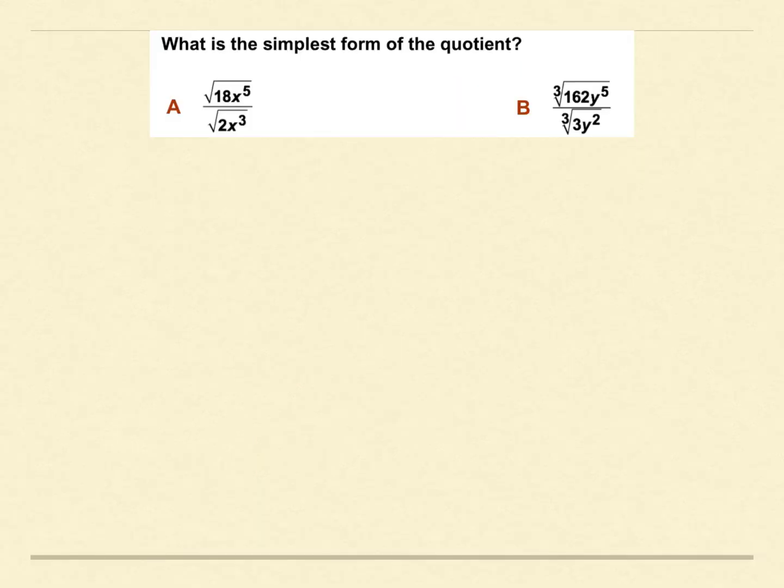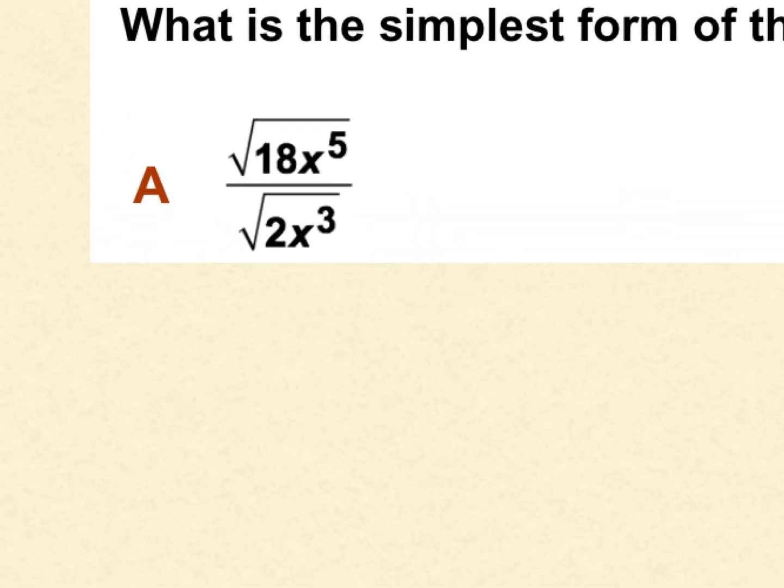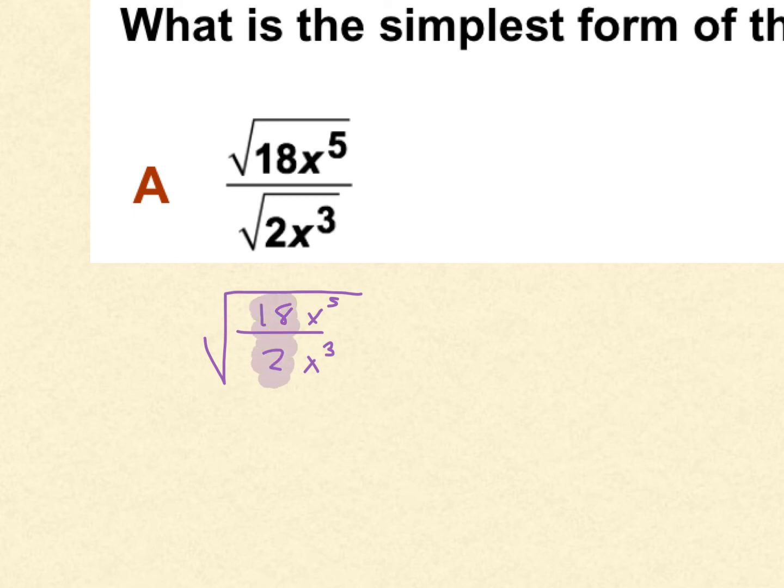Alright, so the next two we're dividing. Since it's the same radical, a square root and a square root, we can combine them under the same square root. So I'm going to have 18x to the 5th power on top and 2x to the 3rd power on the bottom. So I just put them together. Now I just want to look at my numbers first. So 18 over 2. What's 18 divided by 2? 9. So I'm going to leave that 9 on top.